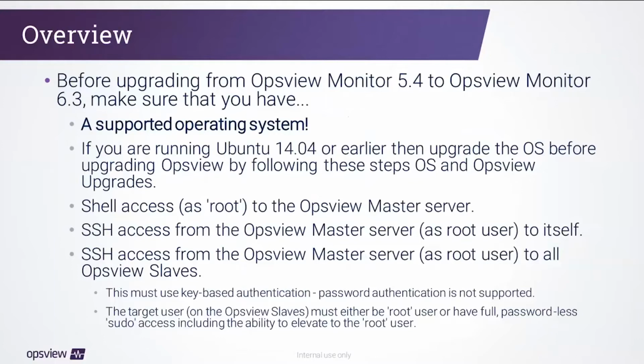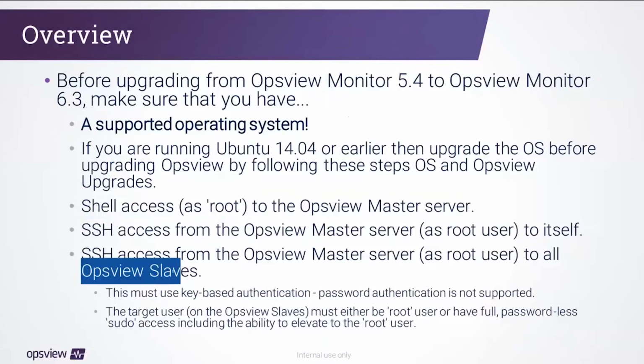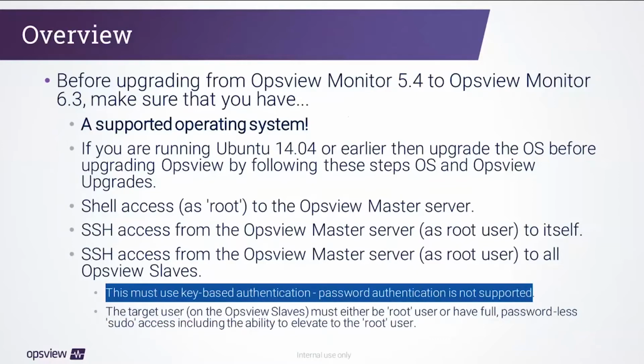We also want shell root access to our old master server and SSH access from the Opsview master server to all of our old Opsview slaves. And a big change here is in nomenclature and terminology. We'll no longer use the phrase master and slave. We've got orchestrator and collector. The Opsview user replaces the Nagios user and a few others, which we'll cover in a moment. Another big thing is that this must be key-based. So we can't use password authentication.